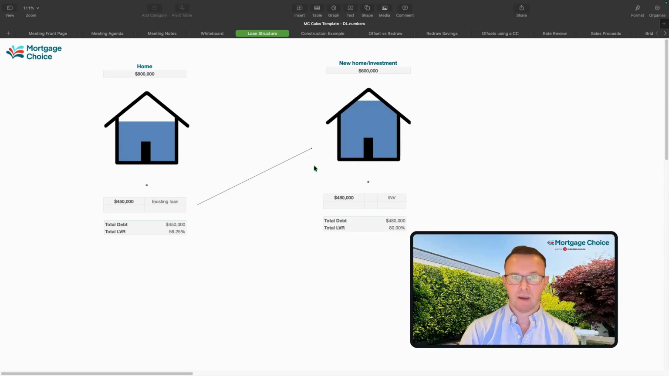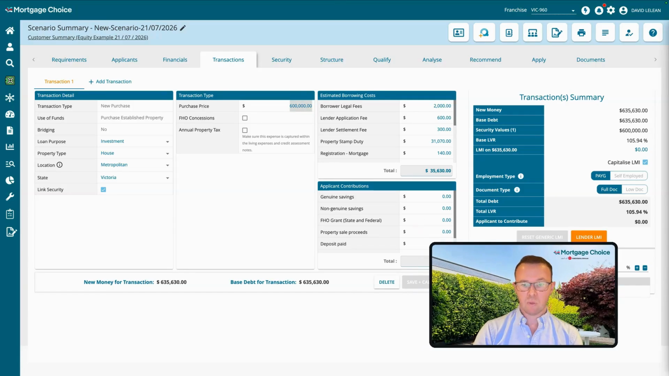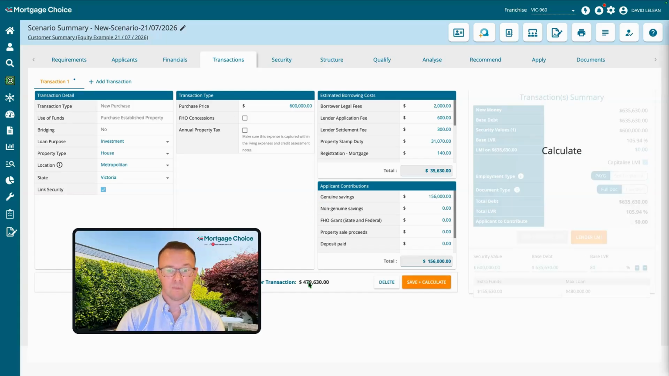And so I wanted to talk a little bit about how that works today as well. Because if we were to purchase a new investment property, for instance, for $600,000, what we need to cover is the costs associated with that purchase. And ideally, we're covering a 20% deposit as well, so that we're not paying mortgage insurance on the purchase. Now, to cover all of that, we're getting down to an 80% lend on this purchase. We need $156,000. And when we contribute that from equity, we're then borrowing $480,000.